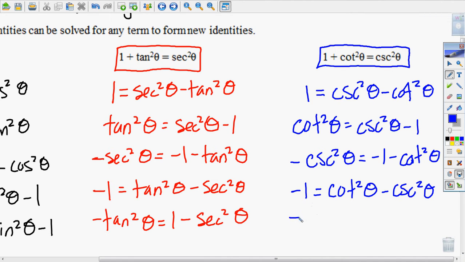Okay, and then if I wanted a negative cotangent squared, negative cosecant. My 1 is already negative, so it's going to become a positive 1. And then a negative cosecant. There we go. Awesome. Look at all those manipulations we just did.